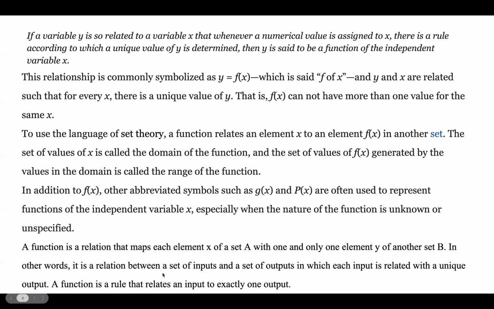In other words, it is a relation between a set of inputs and a set of outputs in which each input is related with a unique output. As we already have discussed, every x will have a unique value of y, that is nothing but f of x. Here x is said to be the set of inputs, and y is said to be the set of outputs. For x there will be a unique value of y. Set of x is A and set of y is B. Unique output is there for each input.